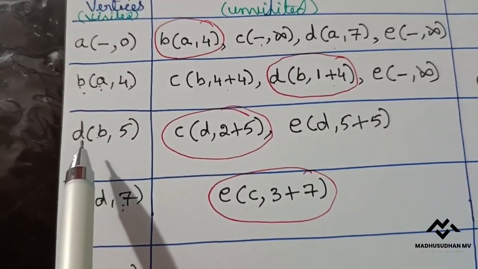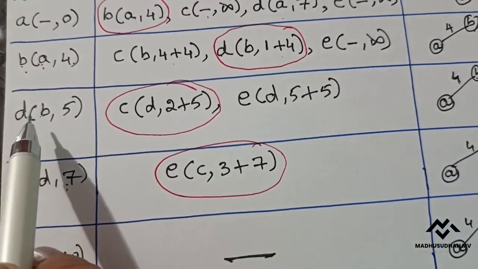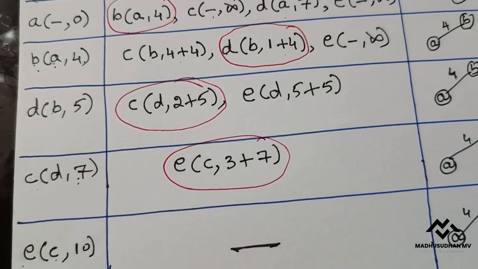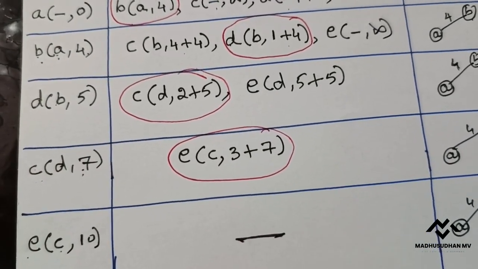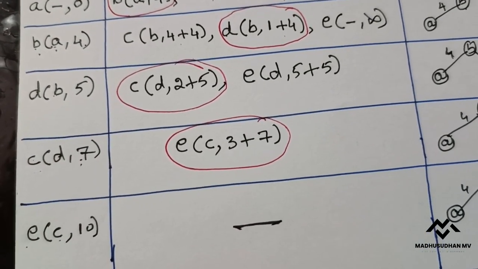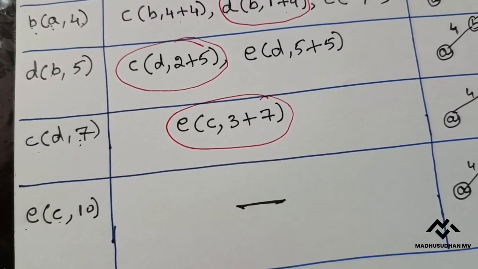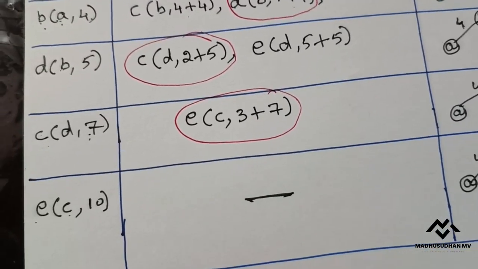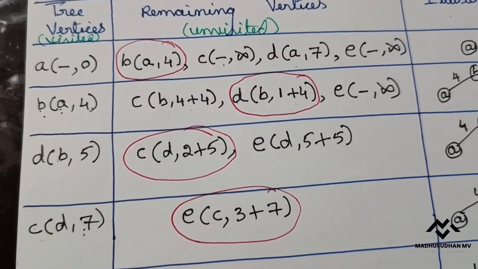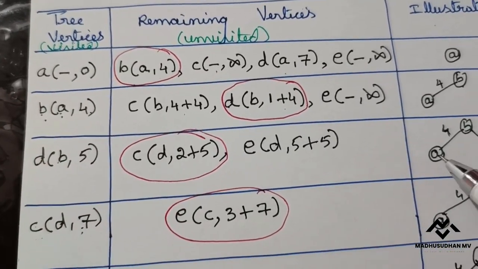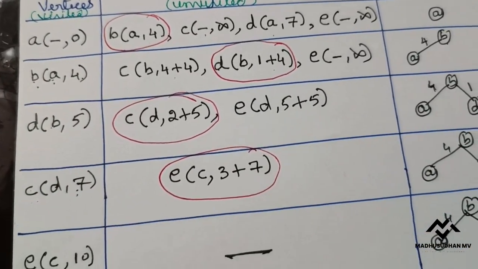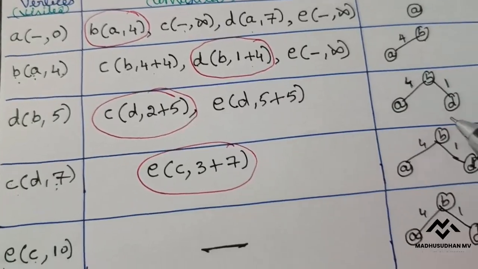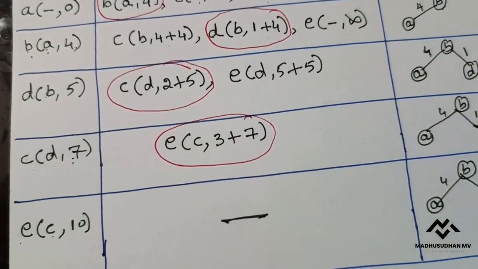How do I reach D? If you observe here, D I reached from where? B. Okay, D I reached from B. But B I reached from what? A. See, B I reached from A. So D is A to B to D. The distance is what? 5. So A to B to D is the shortest distance. So next, A to E.